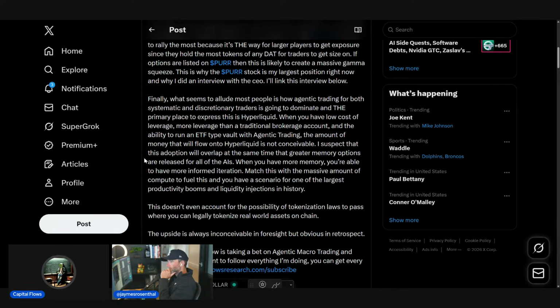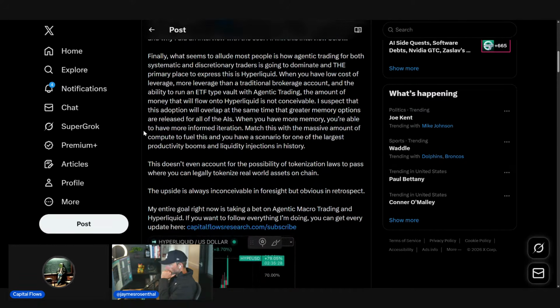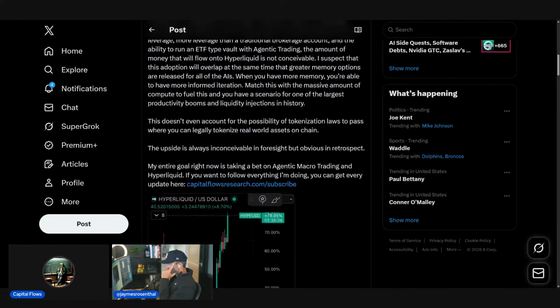I suspect that the adoption will overlap at some time with greater memory options that are released with AI, which they just released a little bit more of over the last 2 weeks. When you have more memory, you're able to have more informed iteration, much of this with a massive amount of compute to fuel it. And you have a scenario for one of the largest productivity booms and liquidity injections in history. This doesn't account for the possibility, it's very possible actually, of tokenization laws to pass where you can legally tokenize real-world assets on-chain. Right now, that's illegal in the United States. The upside is always inconceivable in foresight, but obvious in retrospect.